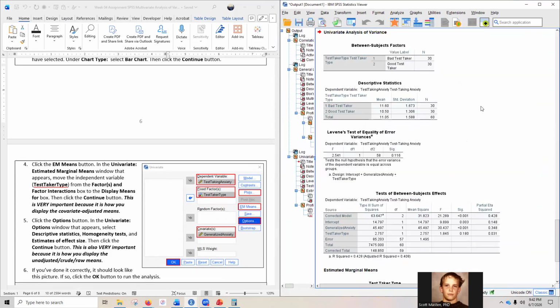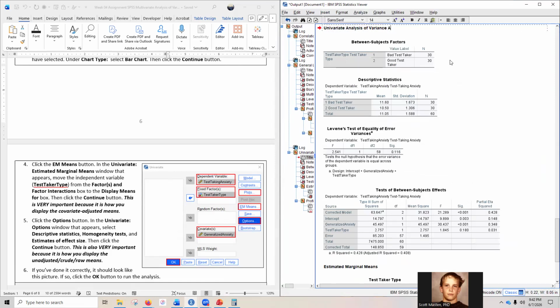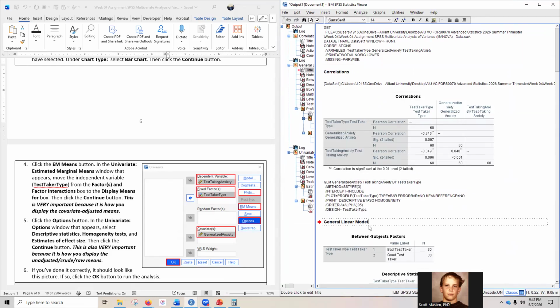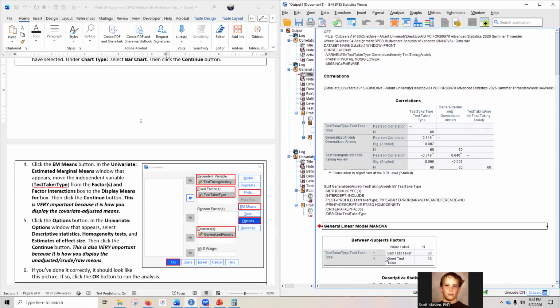And it threw it way over there again. There it is. So this is actually our ANCOVA, and up here is our MANOVA. Just so I don't get confused, let's go ahead and do that.